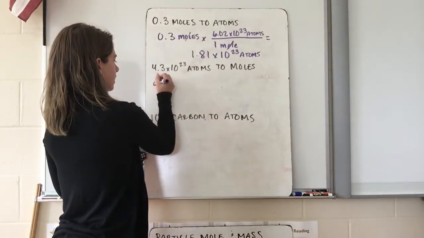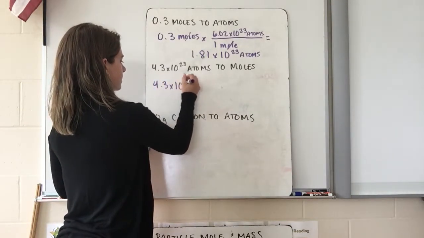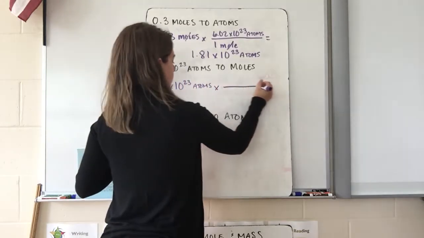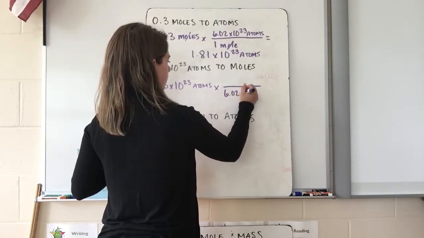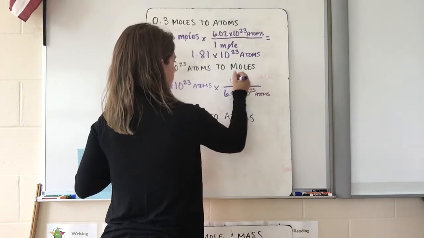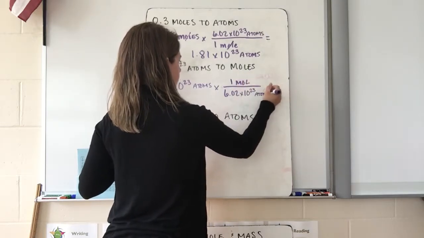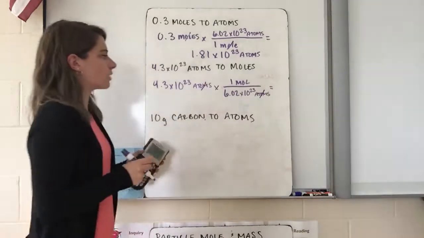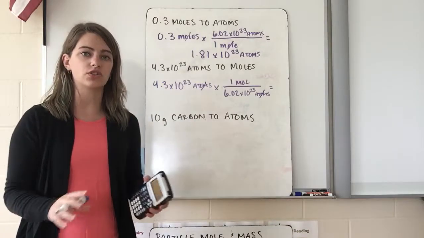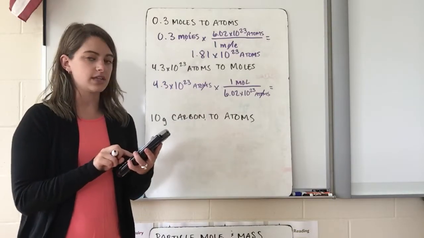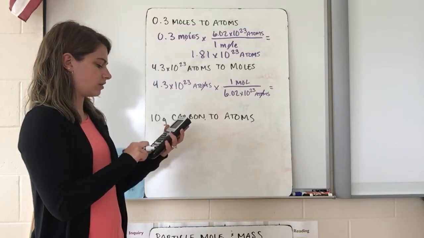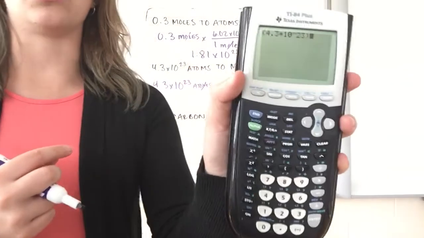Okay, now if I want to go the other way, for example 2, I want to go from atoms to moles. So I have 4.3 times 10 to the 23rd atoms. I'm going to put 6.02 times 10 to the 23rd on the bottom, and 1 mole on top. So my units cancel. Now again, when I type this into my calculator, I'm going to put both of these in separate parentheses, just to make sure that it does order of operations correctly. Okay, so I'm going to do parentheses 4.3 times 10, and then the arrow 23rd. So that's what it looks like.